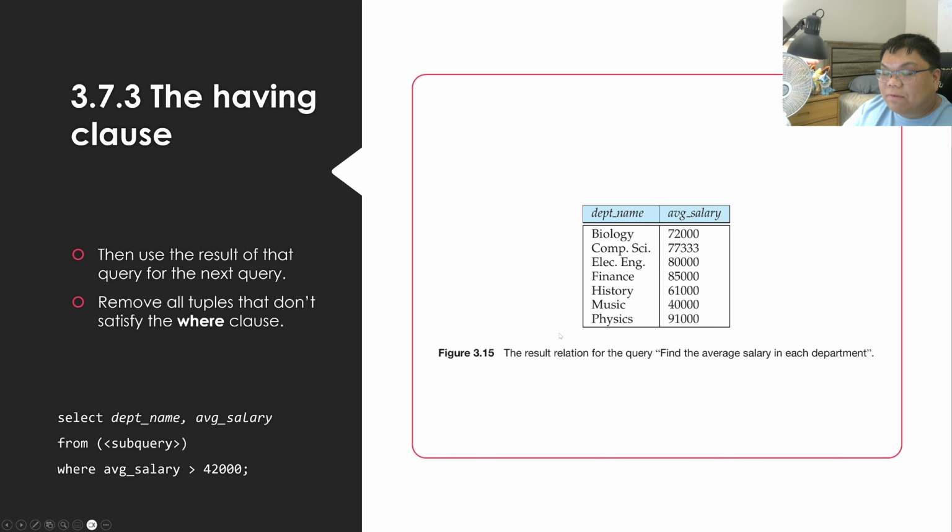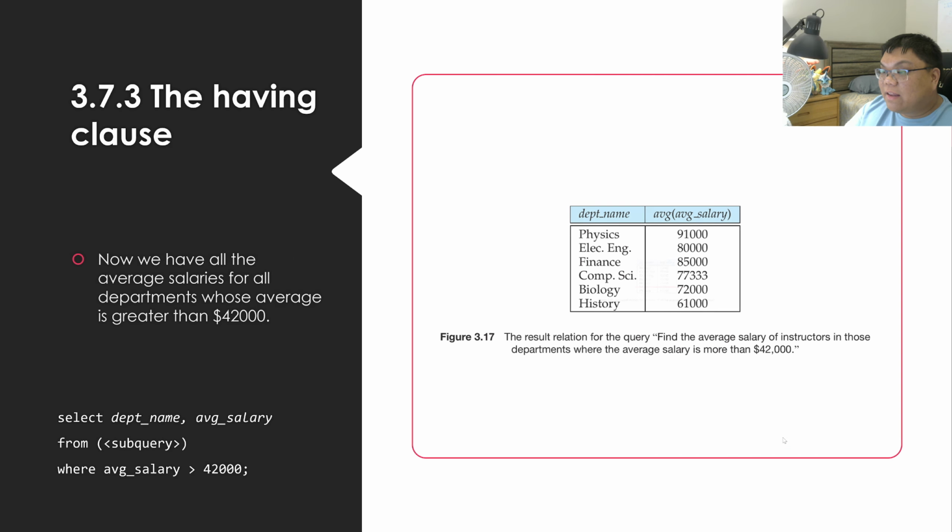And now we have the result of our subquery, which we can use as part of our next query. So our query is select department name, average salary from subquery, where average salary is greater than $42,000. There's only one department whose average salary is lower than that. That's the music department. So that is our final output. Now we have all the average salaries from all departments whose average salary is greater than $42,000.